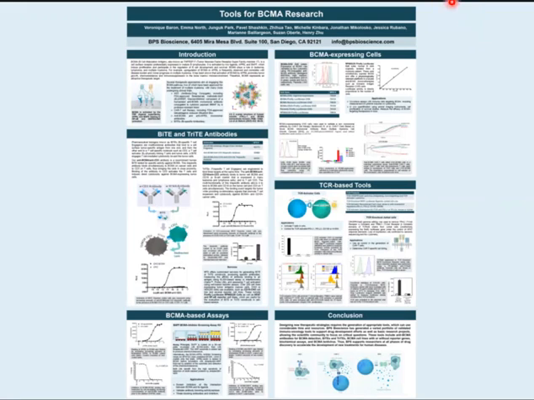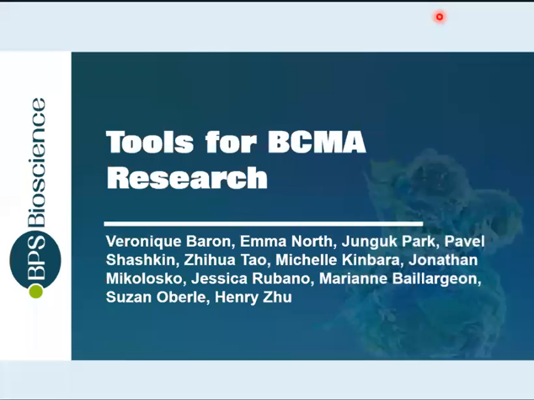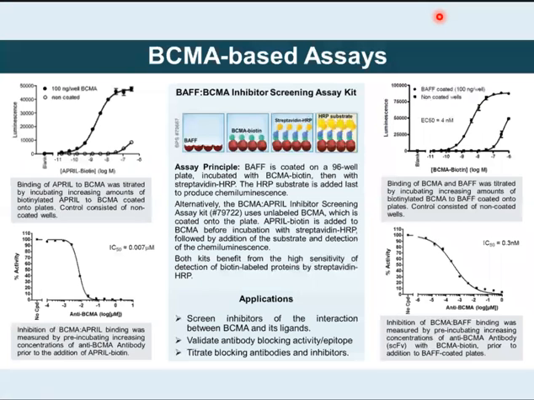In this poster, I am presenting some of our BCMA-focused research tools that BPS scientists have generated to allow investigators to focus on the critical questions. First, I will describe our BCMA-based assays.